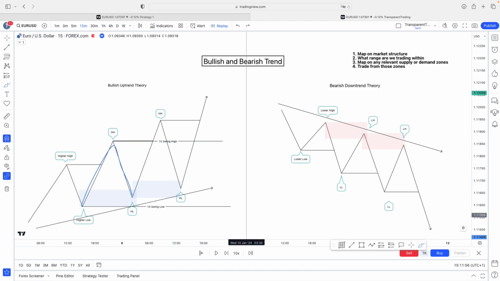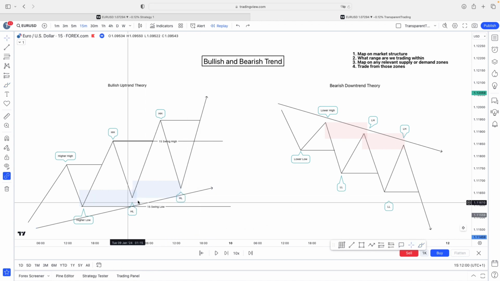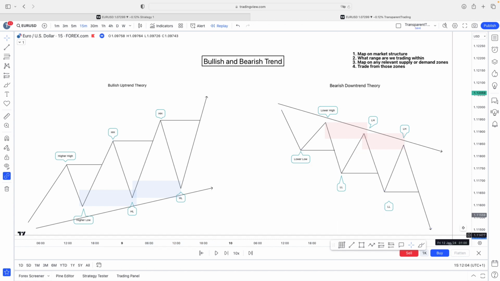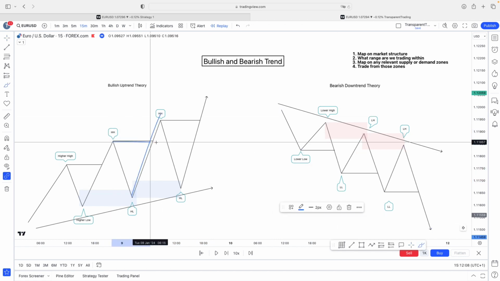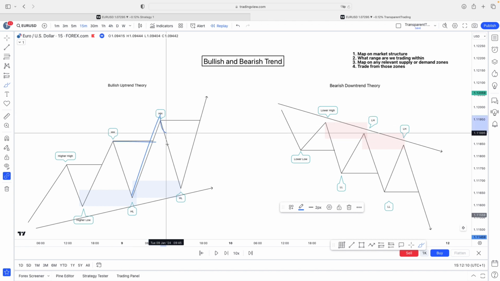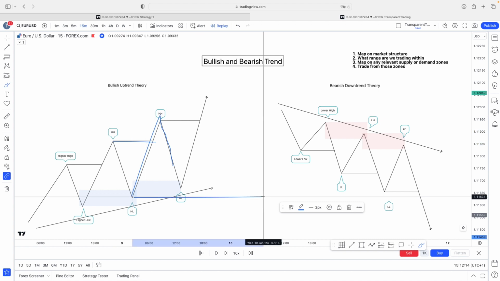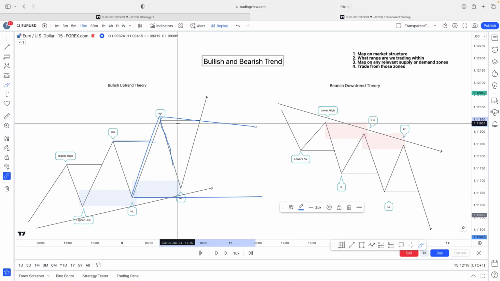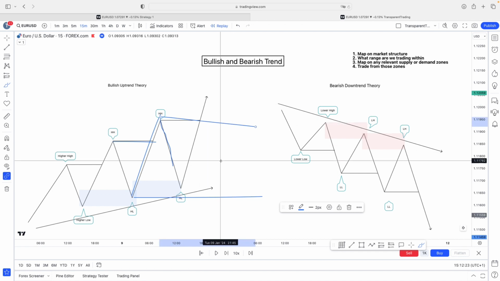Okay? So then what happens, right? We then react off of this demand zone and we break structure. We break M15 structure to the upside, right? Here's our break of structure. We then start to pull back. What can we now map on? We can map on our strong swing low that we expect to hold. We can map on our weak swing high that we expect to be targeted. And now we have our trading range that we're trading within.